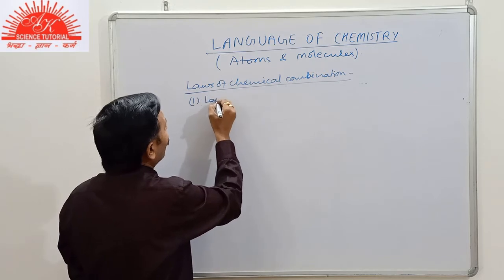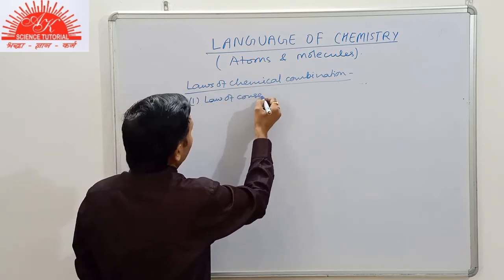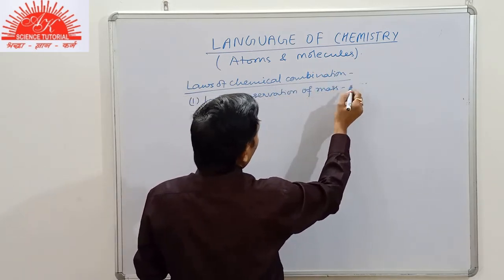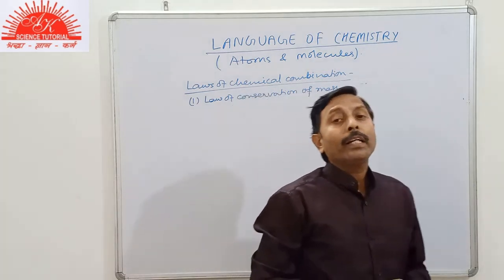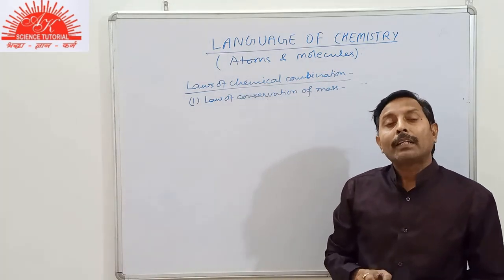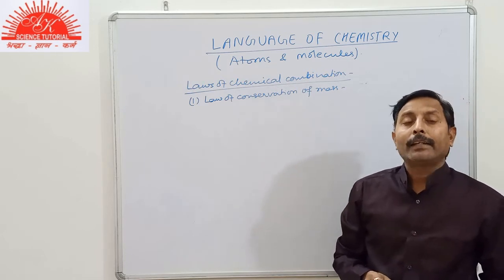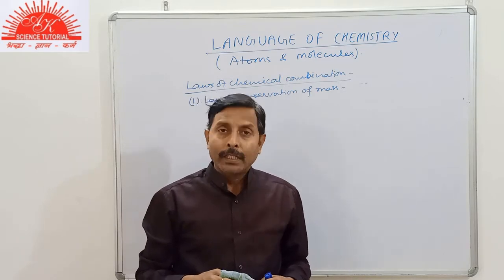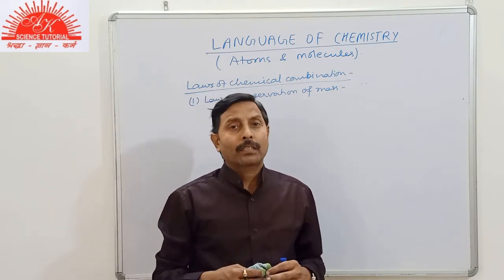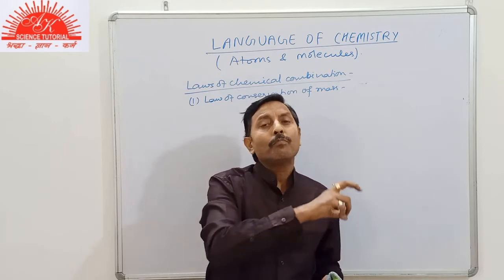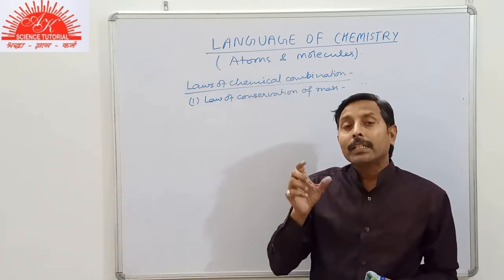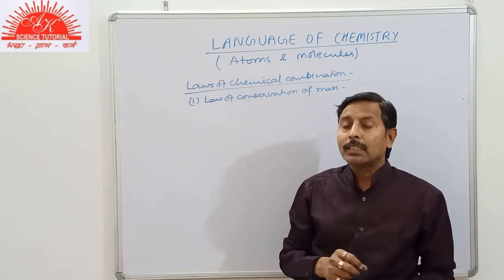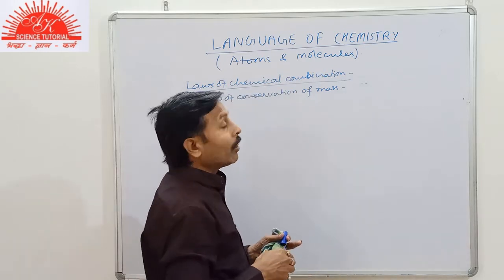The first is the law of conservation of mass. According to this law, matter is neither created nor destroyed during a chemical reaction. It means, if a reaction is taking place, then the total mass of the reactants is equal to the total mass of the products formed. This is the conservation of mass.